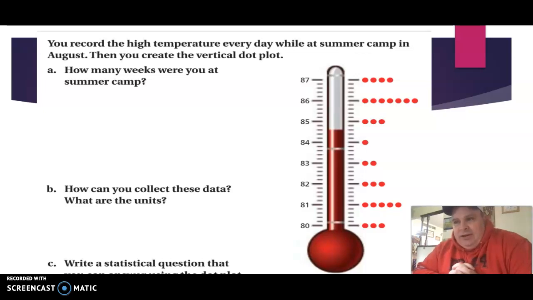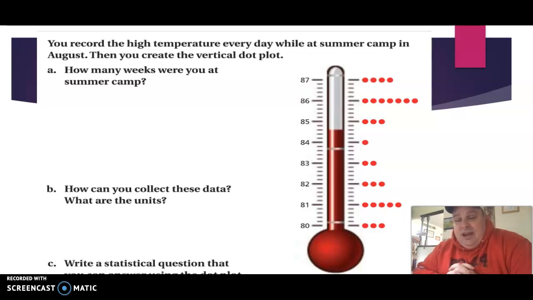How many days are in a week? Very good, 7. So if you do 28 divided by 7, how many weeks were you at summer camp? That's correct. That would be 4. How do we collect this data? Very easily, we went out and looked at a thermometer. That's how we collected this data.